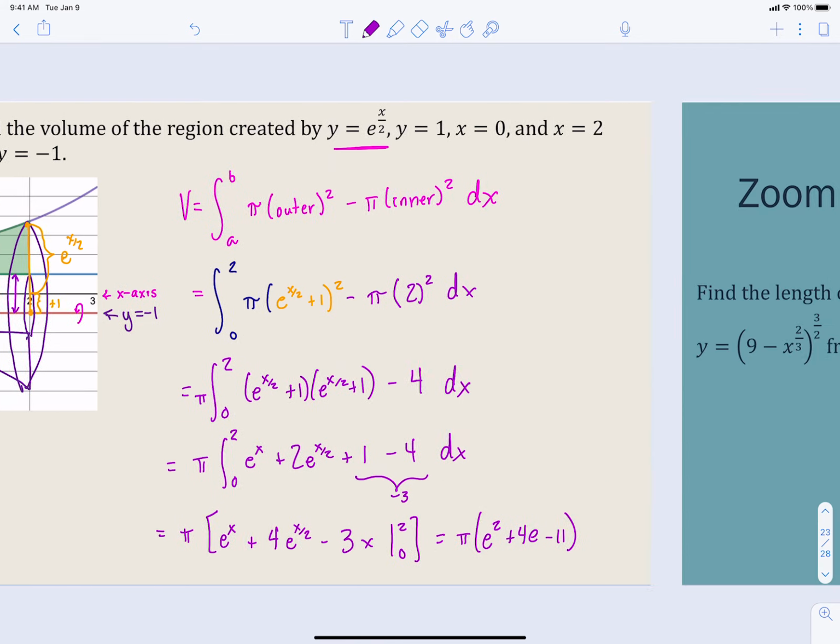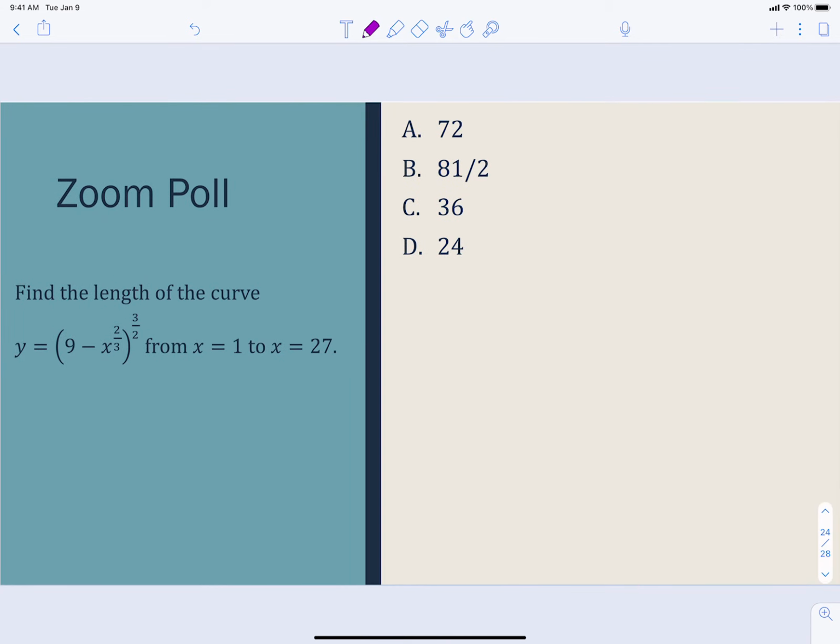All right, we've got one more question to take a look at, and that's to find the length of the curve of y equals 9 minus x to the 2/3 to the 3 over 2 from 1 to 27. So I'll give you a second here if you'd like to pause. All right, let's take a look at what this is going to look like. So the arc length of a curve is the integral from a to b of the square root of 1 plus our function's derivative squared.